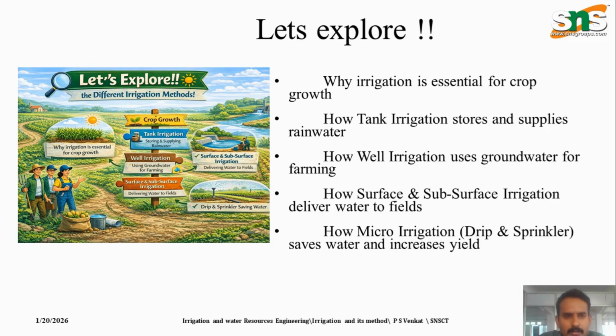Let's explore why irrigation methods are necessary. Irrigation methods differ based on the source of water, method of application, soil condition, crop type and climate. There is no single best method of irrigation for all areas, so irrigation engineers must select a method that saves water, is economical and suitable for local conditions.